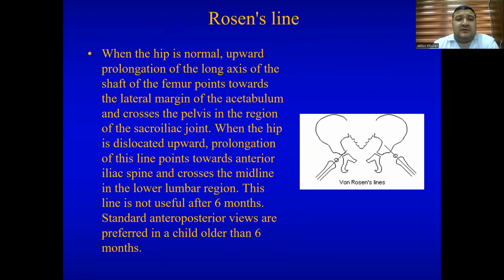Von Rosen's line. When the hip is normal, upward prolongation of the long axis of the shaft of the femur points towards the lateral margin of the acetabulum and crosses the pelvis in the region of the sacroiliac joint. When the hip is dislocated upwards, prolongation of this line points towards the anterior iliac spine and crosses the midline in the lower lumbar region. This line is not useful after 6 months. Standard anteroposterior views are preferred in a child older than 6 months.